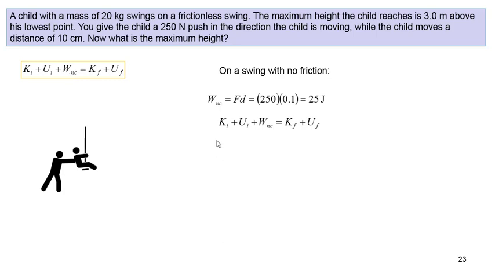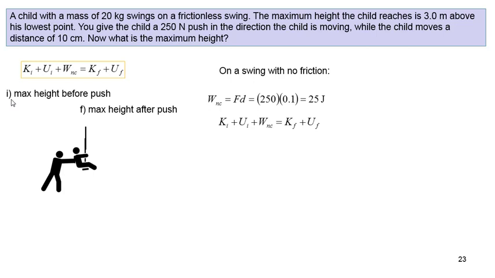Now when I'm choosing my events, I want my initial event to be before the push and my final event to be after the push. But also, they're asking me what's the maximum height now, after the push. So I'm going to choose my initial event to be when I reach the maximum height before the push. And then I'm going to get the push, and then my final event is going to be when I reach my maximum height again after the push. So both of my events are when I'm at a maximum height.